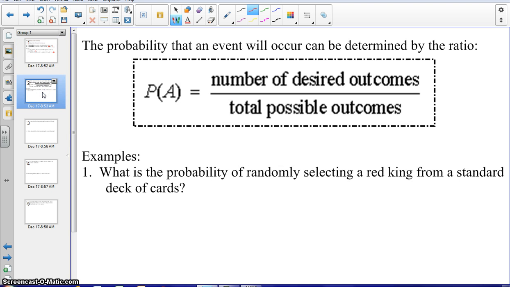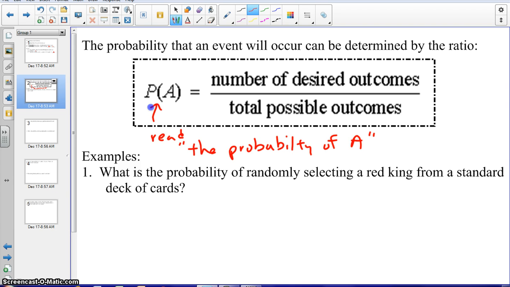The probability that an event will occur can be determined by the ratio of the number of desired outcomes over the total possible outcomes. What you see in parentheses here, P of A, is the probability of A. So the probability of A occurring would be the number of desired outcomes over the total possible outcomes. So let's take a look at example 1 here.